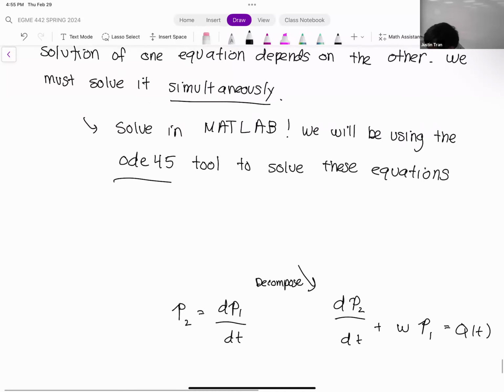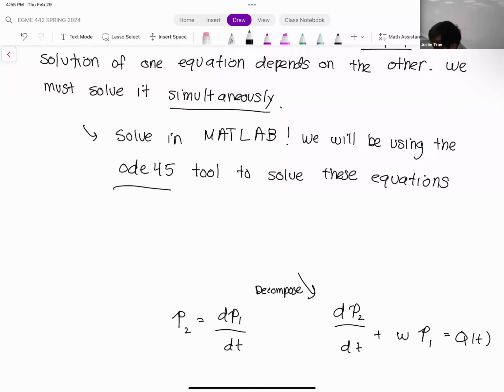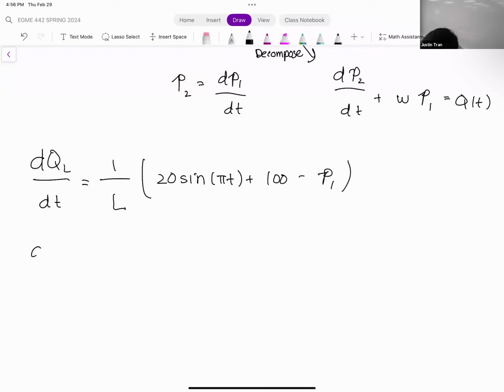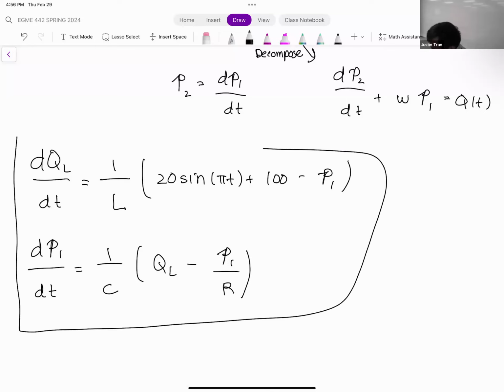All right, whatever. Let me write down our two differential equations here one more time, so that we can jump right into it. We have dQL/dt, the differential equation on the inductor, equal to 1 over L times (20 sine of pi t plus 100 minus P1). And then we have dP1/dt equal to 1 over C times (QL minus P1 over R). Okay, so these are our two differential equations, and we're going to see how to solve this in ODE45.